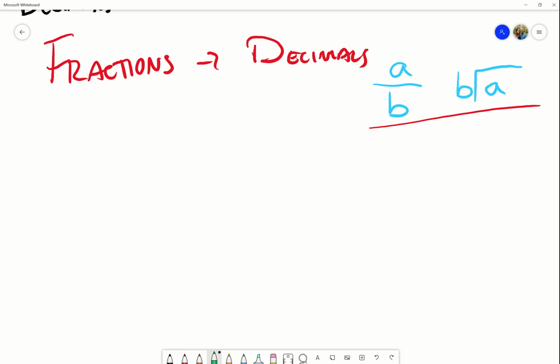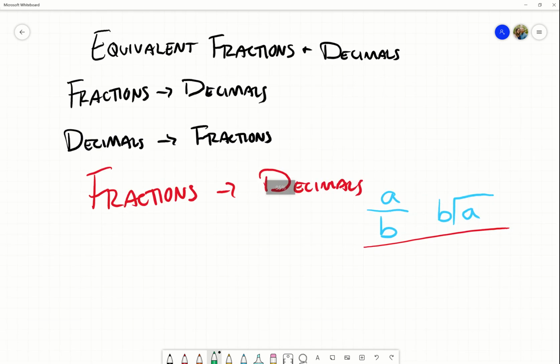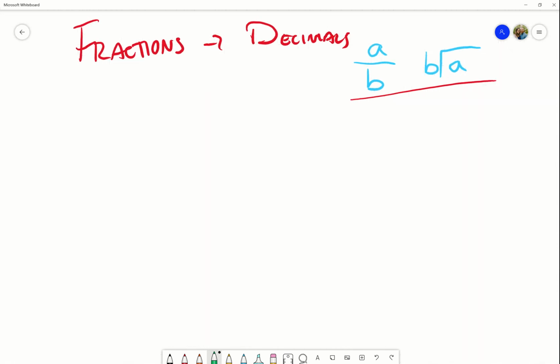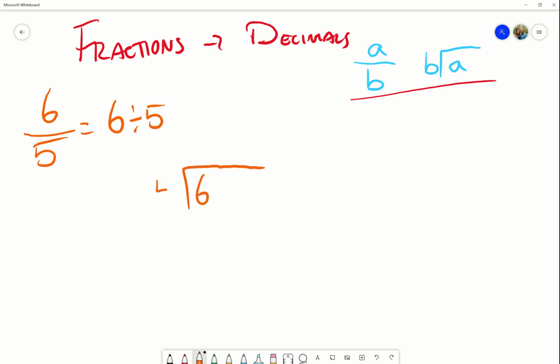Let's do an improper fraction maybe. Let's say we have 6 fifths. 6 fifths equals 6 divided by 5. I'm going to add a decimal and some zeros to get myself started here. And I bring my decimal up, and I forget about it.